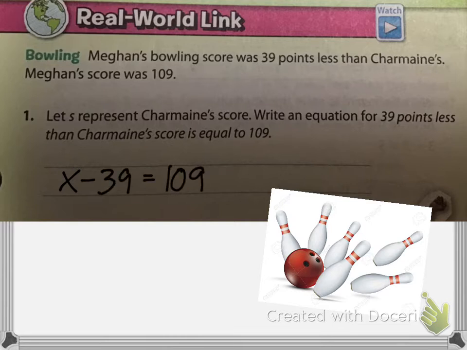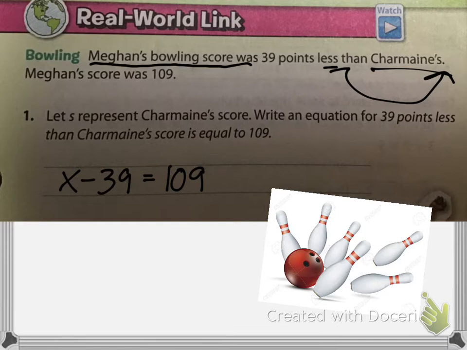Perfect. So here's what we see. Megan's bowling score, which was 39 points less than Charmaine's. Less than, that's gonna come after. We don't know what Charmaine's score is. This is Charmaine's score. Minus 39, Megan's score will give us that. So Megan's bowling score was 39 points less than Charmaine's. Charmaine's score minus 39 is equal to Megan's score.